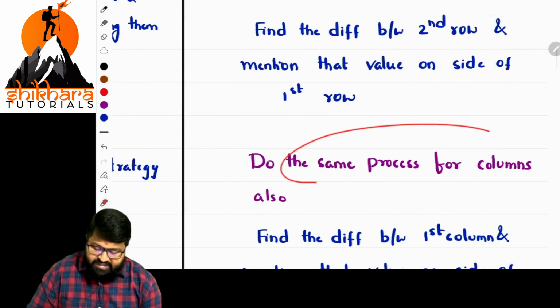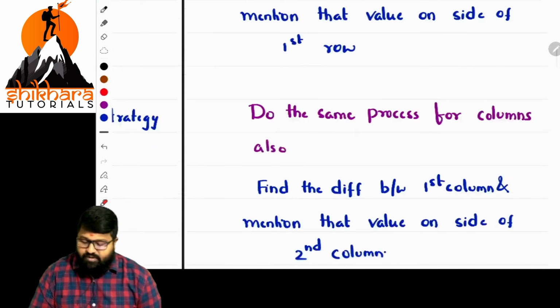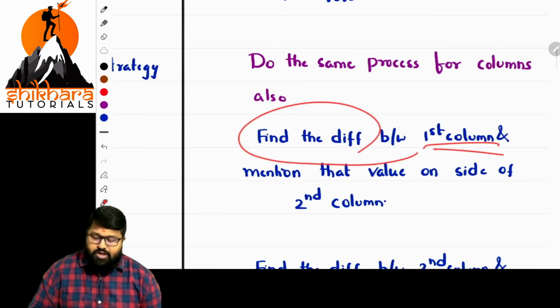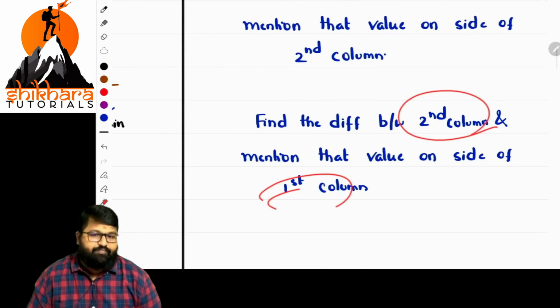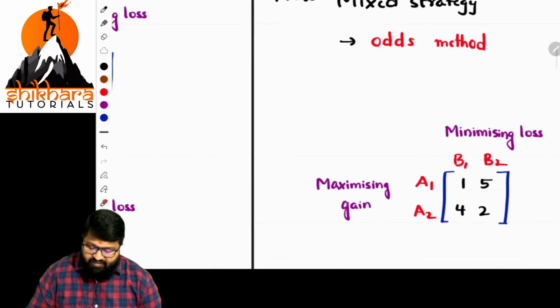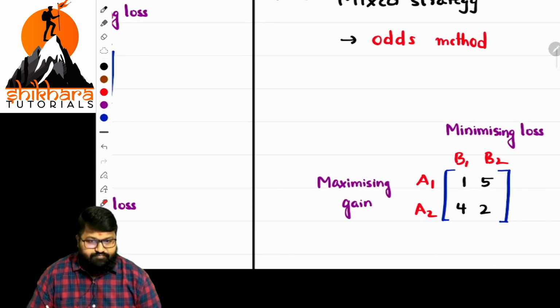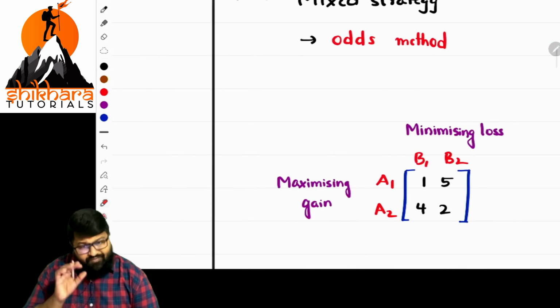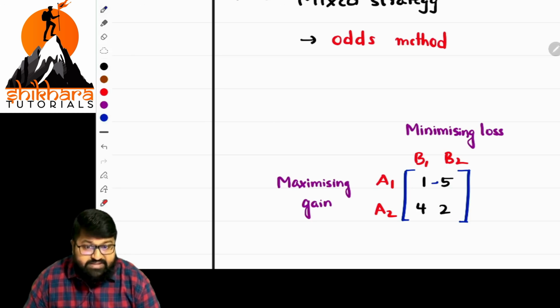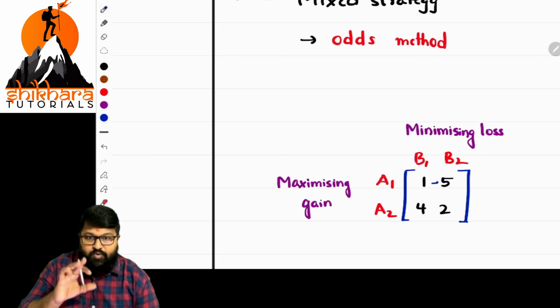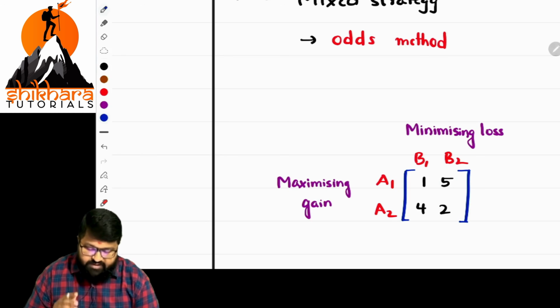Next, do the same process for columns also. That is, find the difference between the first column and mention it in the second column, and in the same way, find the difference between the second column and mention it in the first column. Sir, one more thing: whenever there are different signs, find the value and take it as positive. For example, if it is given as minus 5 and the difference between those two values comes to minus 6, just write 6 there. That is most important. You may not be aware of this point.